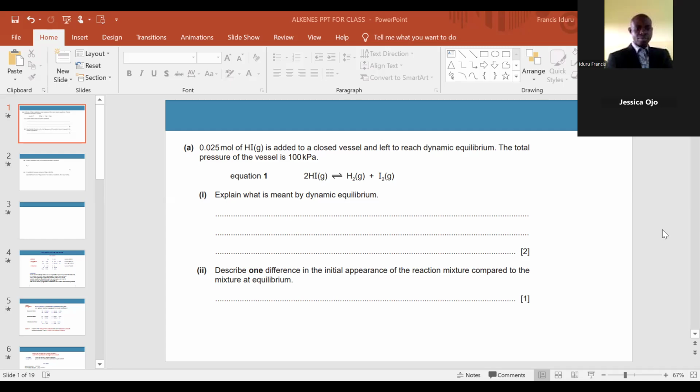So 0.025 mole of hydrogen iodide is added to a closed vessel and left to reach dynamic equilibrium. The total pressure of the vessel is 100 kilopascal. Reaction equation: 2HI gas reversible to give H2 gas and I2 gas. Explain what is meant by dynamic equilibrium. 2 marks. What will be your response for that question?